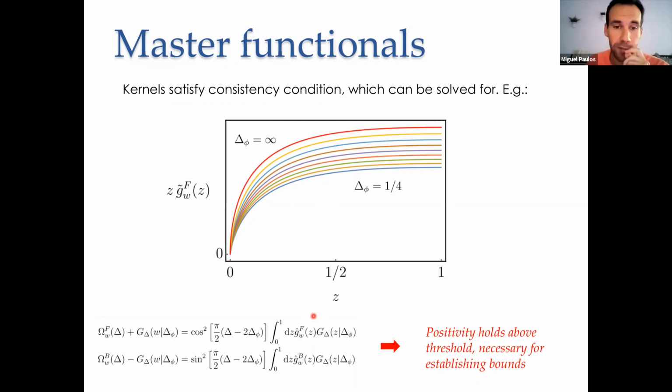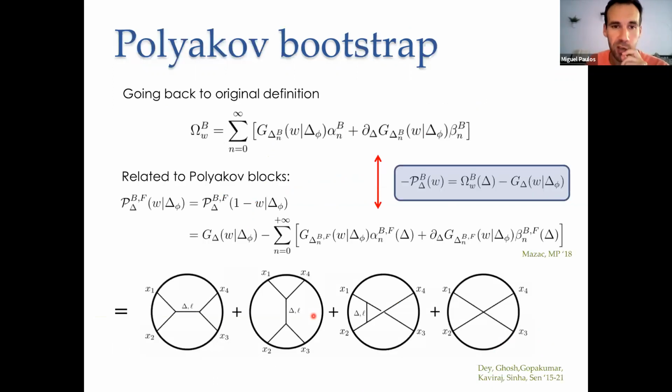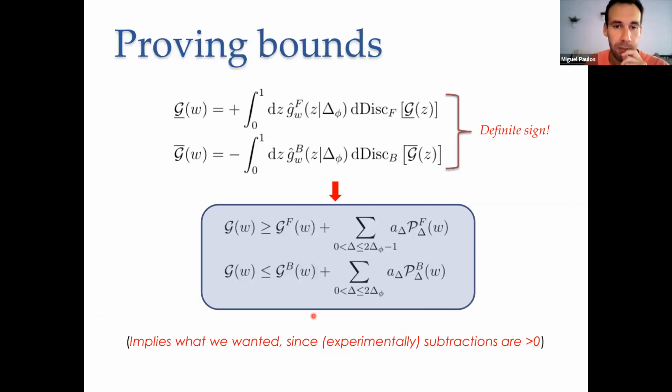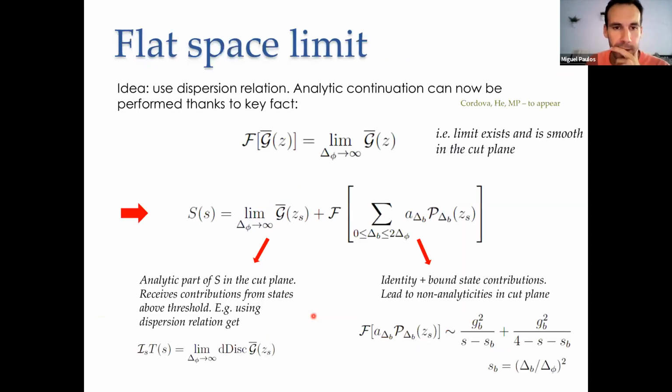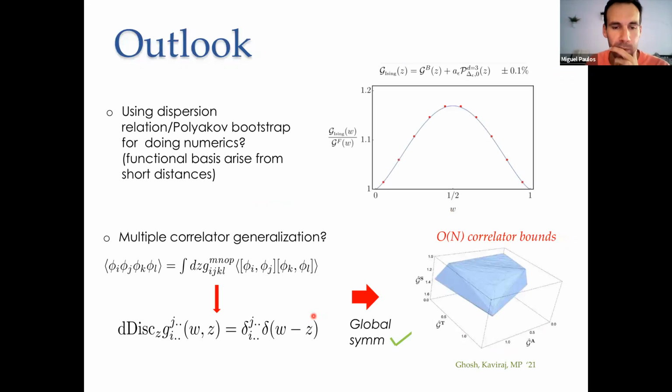Why I think this might pay off eventually is maybe in considering many correlators at the same time. Maybe it will be more efficient to work with this. These kernels can be found basically by solving this equation. So it's kind of a unified approach. You solve this equation and that's it. It's the function whose double discontinuity is a delta function. And this equation you can solve numerically.